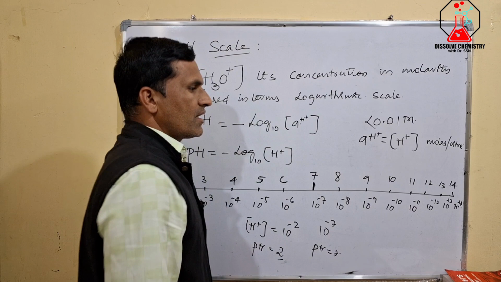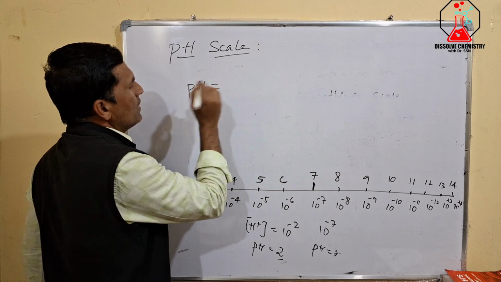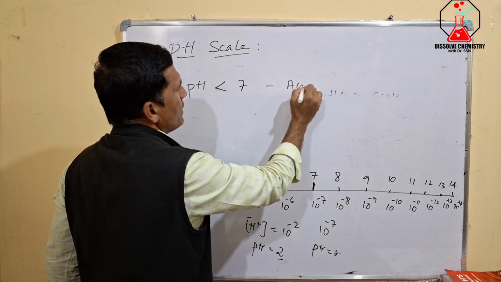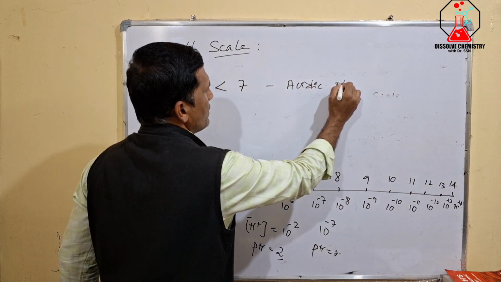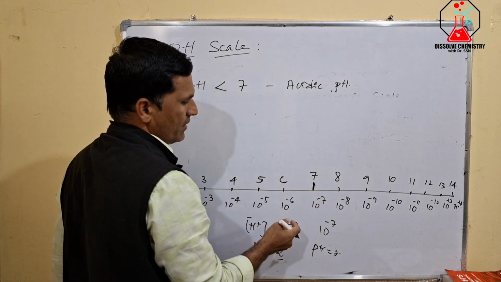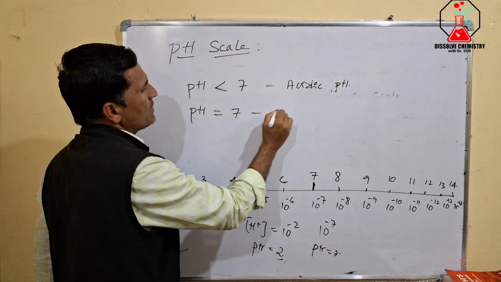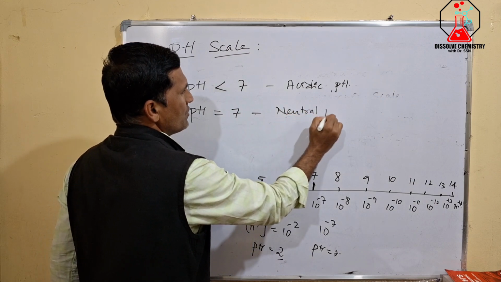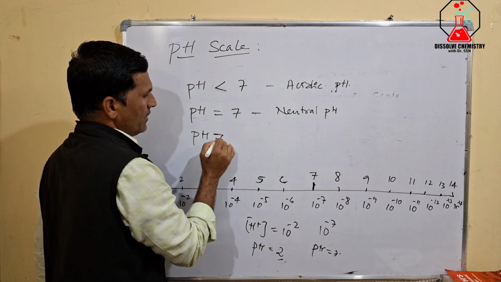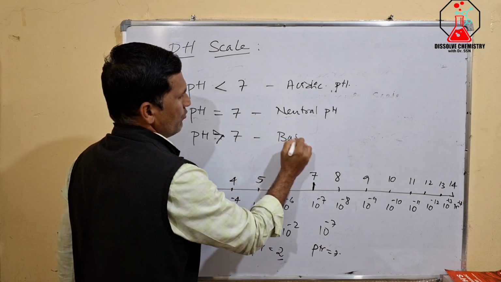Okay, so therefore we can conclude from this that if the pH of the solution is less than 7, then we call it as what? It is called acidic pH, meaning the hydrogen ion concentration is high. Okay, then what about your water? The next is pH equal to 7. If it is, then we call it neutral pH. And if the pH is greater than 7, then it is called basic pH.